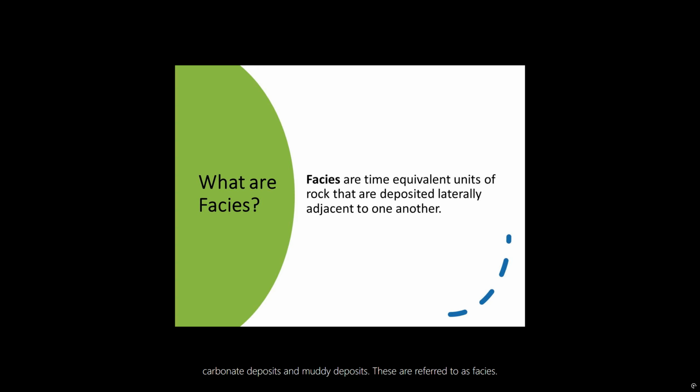So for a refresher, what are facies? Facies are time-equivalent units of rock that are deposited laterally adjacent to one another. What that means is that the sands, carbonates, and muds on the previous map were all being deposited at the same time, but at different water depths.